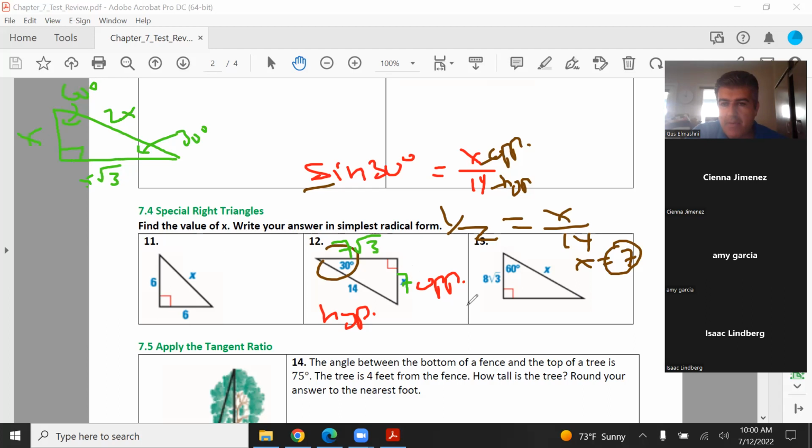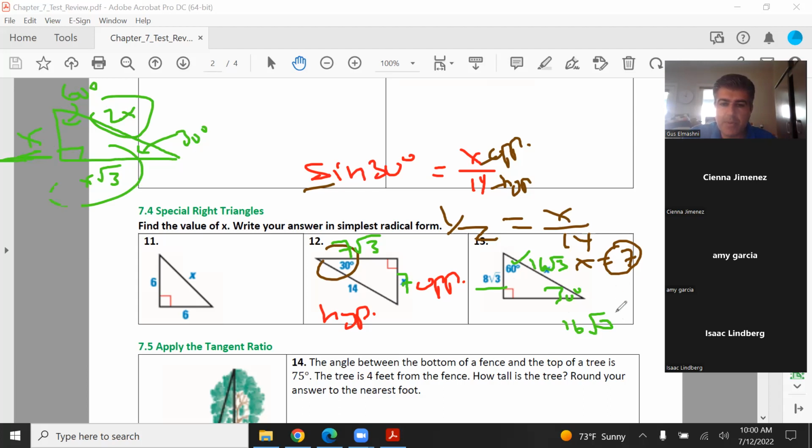So I could apply that for number 13. This is 30 degrees because 60 degrees is right here, obviously. So if that's 8 root 3, then the hypotenuse is double. So this is going to be 16 root 3. So the answer is 16 root 3 for number 13, because the hypotenuse is double the leg opposite 30 degrees. The leg opposite 30 degrees, if I'm calling it x, then the hypotenuse is double that. And the other leg is root 3 times the shorter leg.